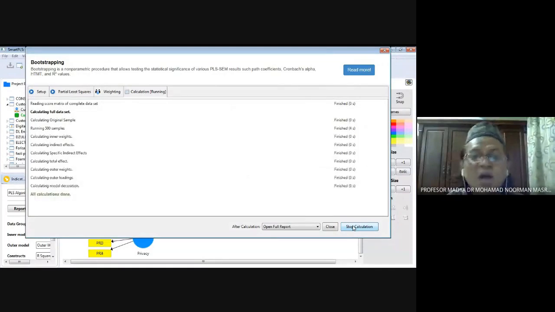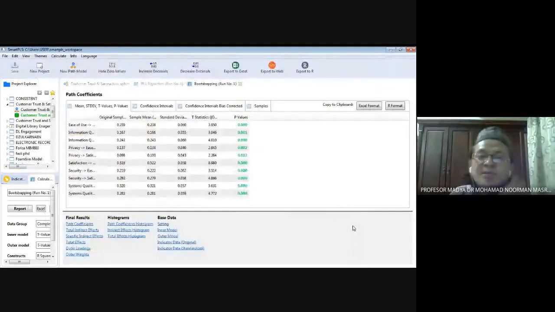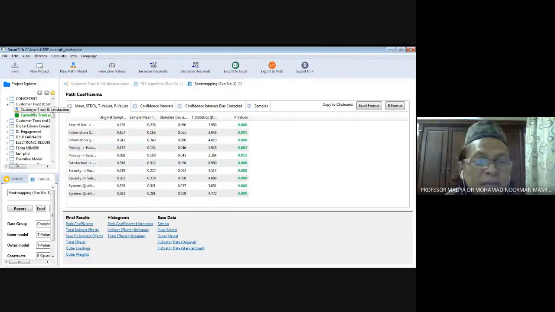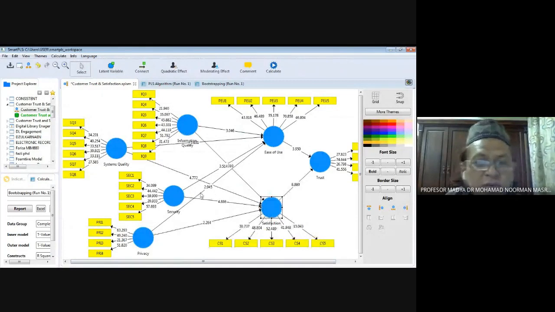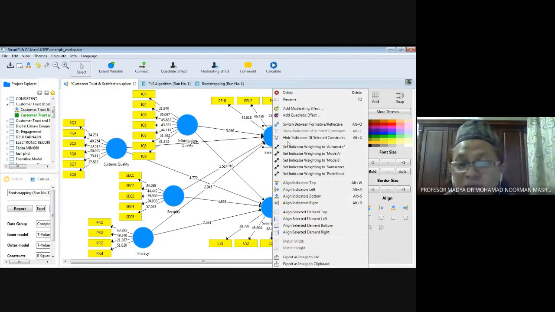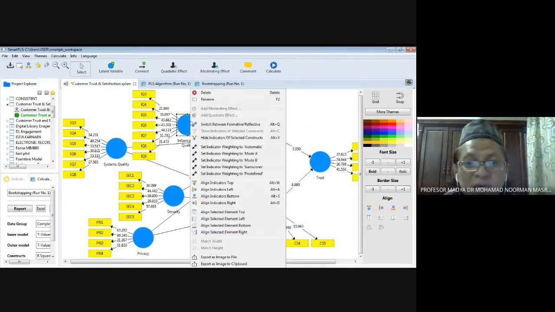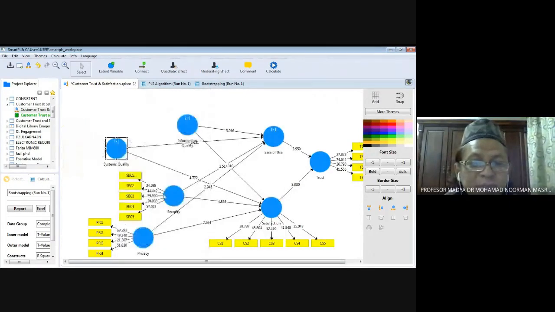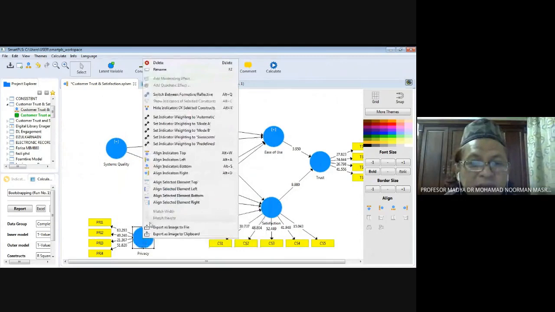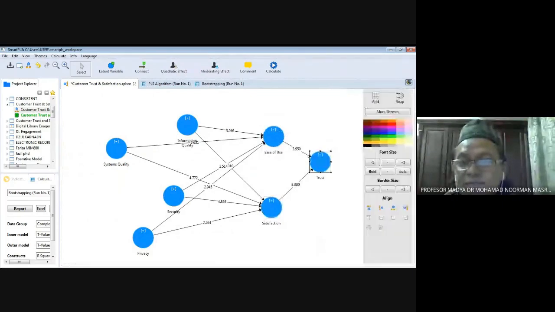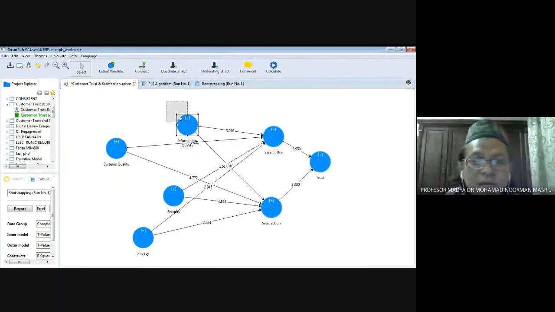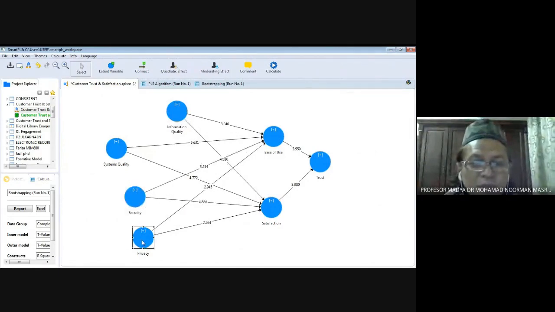Okay, that's it. The output will be shown to you. Now you can also look at the output on the diagram itself. Let's hide all the observed variables or items so that it is clearer for you to see. You right mouse click and then you can hide. I'm going to arrange it nicely.